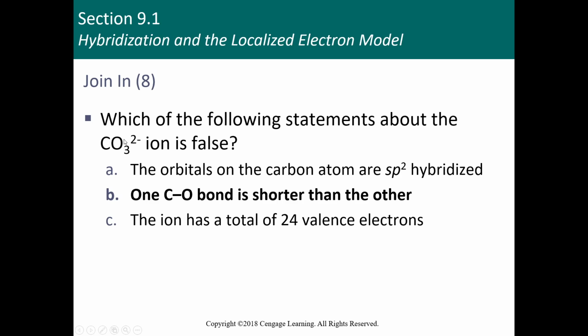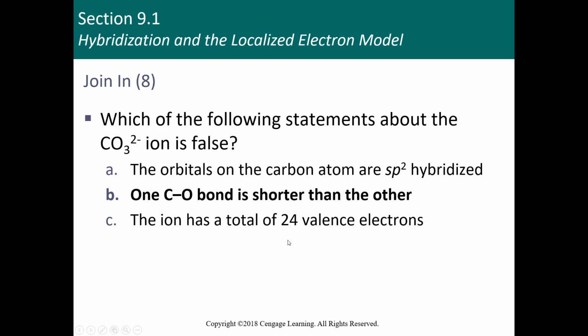Now, what that means is that it isn't actually 3 different versions of this existing simultaneously. The reality is all of the carbon-oxygen bonds are the same. We just can't draw it properly. And so they're all the same. They're all partially between single and double bonds. And one of them being shorter is just wrong.